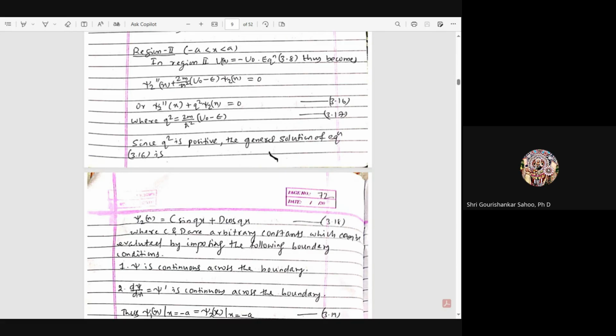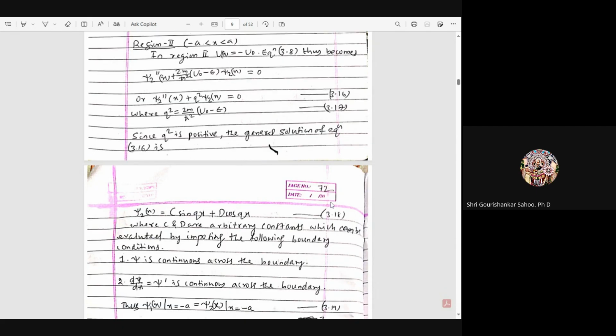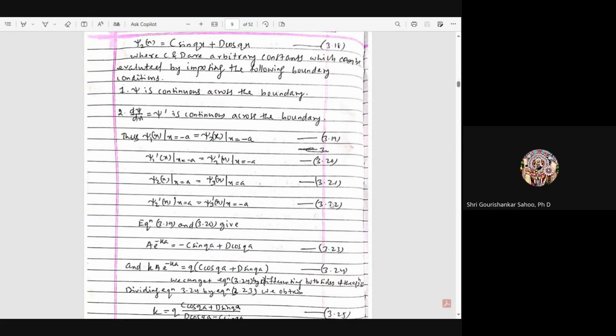And you see your q square is positive because u0 is greater than epsilon, so u0 minus epsilon is positive, and m is positive because mass cannot be negative, and h cross is a positive constant. So your q square is positive, and the general solution can be written as psi 2 is equal to c sin qx plus d cos qx, which I was explaining during my discussion in mathematical physics class. Here C and D are arbitrary constants which can be evaluated by imposing the following boundary conditions.